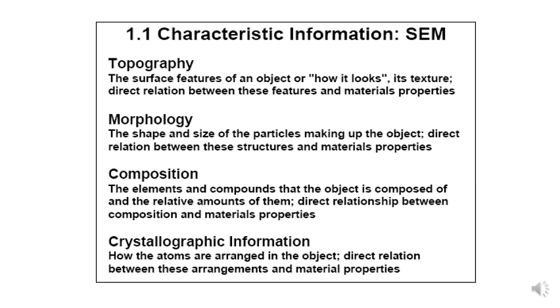So now we go to the characteristics, or the outputs that we can get from SEM. First is topography. So what is topography? It is the surface feature of an object, or how it looks, the texture. Okay, morphology. Morphology is the shape and the size of the particles making up the object. So you can see directly the relation between this structure and the material's properties. And then composition: the elements and compounds that the object is composed of, and the relative amount of them. There is a direct relationship between composition and material properties.